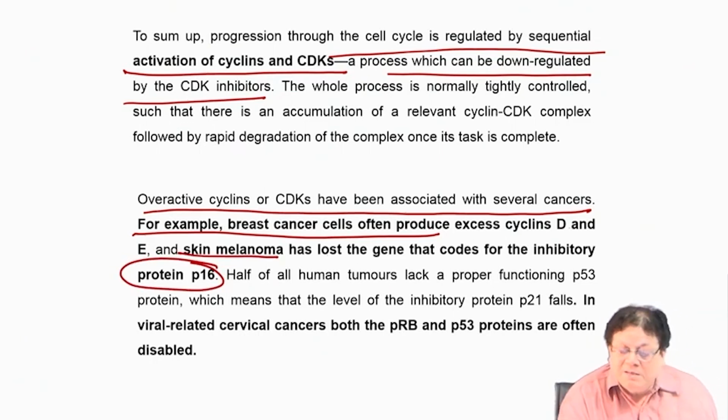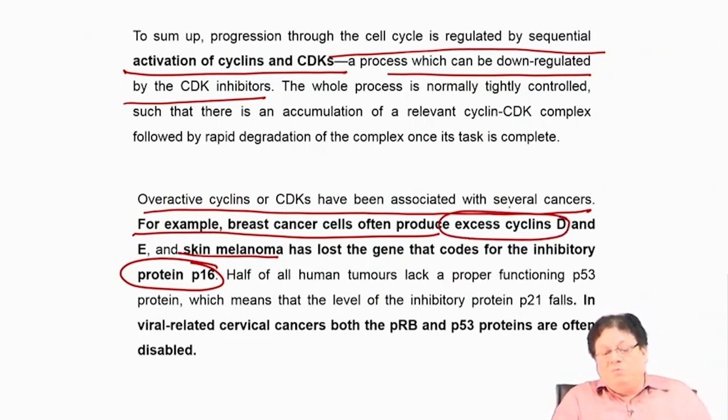In case of breast cancer, you see excess of cyclins. Just say that cyclins are more overexpressed in case of breast cancer. In skin melanoma, it is the other way around, the inhibitory proteins are missing. That means the corresponding gene is missing.